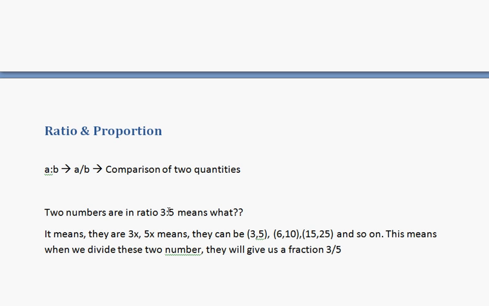So what does that mean? It means if we have two numbers in ratio 3 ratio 5, the first number can be represented as 3x, the second number would be represented as 5x, which means the first number can be 3, second number can be 5, first number can be 6, second number can be 10, 15 or 25 and so on. But when we divide them, we write 15 by 25. If we write 15 by 25, we can simplify it into 3 ratio 5. If we divide 3x by 5x, x would get cancelled and we get 3 ratio 5. So that's what ratio means.